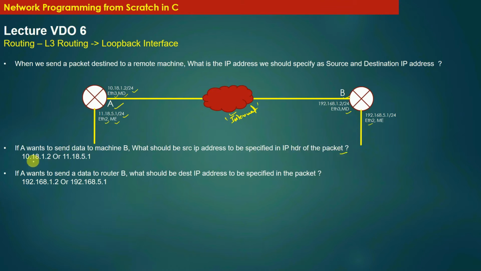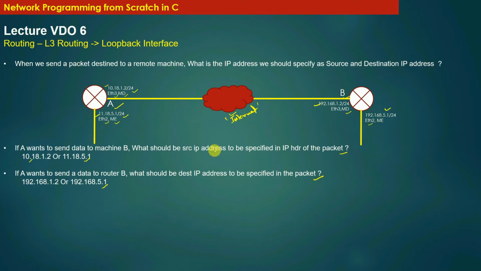what should be the source IP address specified in the IP header of the packet? Should the source IP address be 10.18.1.2, the IP address of this interface, or 11.18.5.1, the IP address of the second interface? Also, if A wants to send data to router B, what should be the destination IP address specified in the IP header of the packet? Should it be 192.168.1.2, the IP address of the first interface of router B, or 192.168.5.1, the IP address of the second interface of router B?